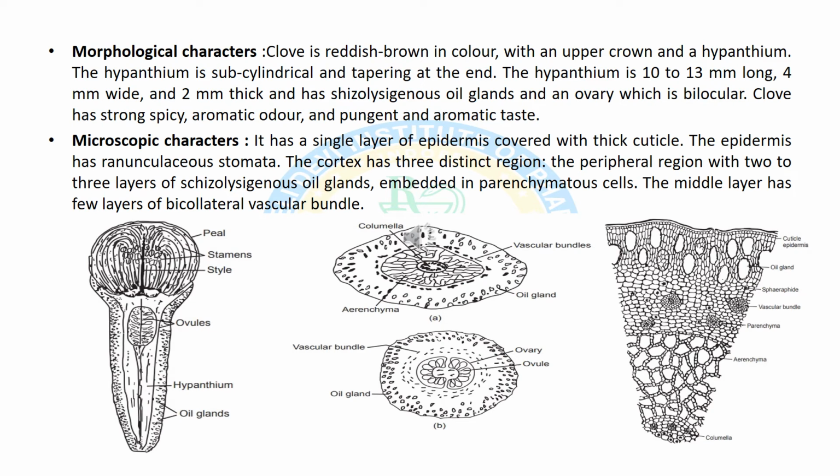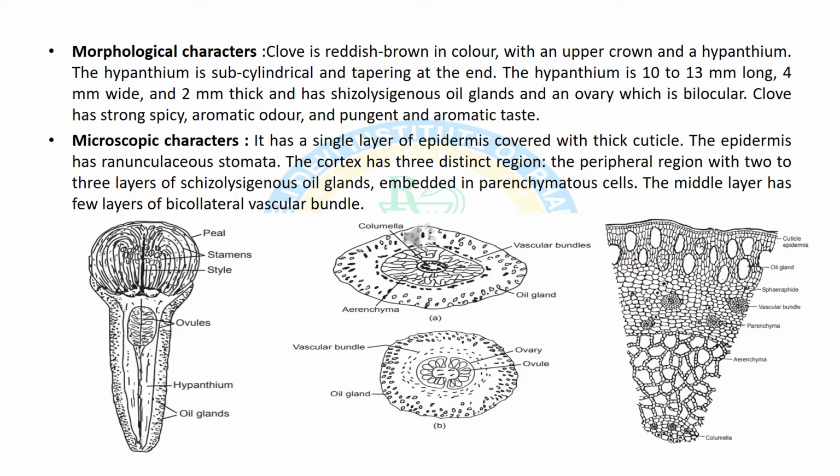Now we will discuss morphological and microscopic characters of clove bud. Clove is reddish brown in color, and it consists of two parts, crown and hypanthium. The crown part consists of stamen and style, and the hypanthium is a subcylindrical part which consists of schizolysigenous type of oil glands with ovary. It is 10 to 13 centimeter in length, 4 mm in width and 2 mm in thickness, and clove has a strong spicy aromatic odor and a pungent and aromatic taste.